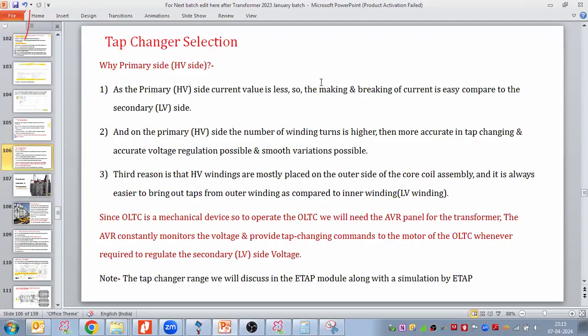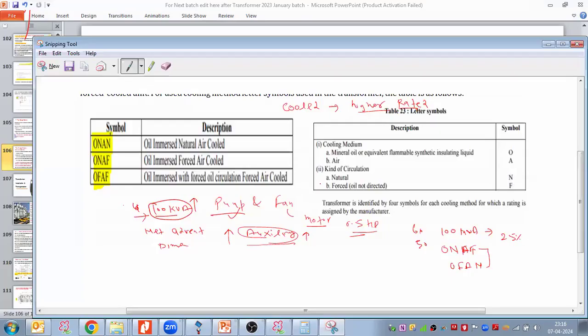So why do we take the tap changer on the HV side? What is the reason for that? As the primary or HV side voltage is higher and power is the same, the current will be lower. In the tap changer we have the windings, and we are changing the winding positions, that is, where the winding will connect. This is what we are doing with the tap changer.